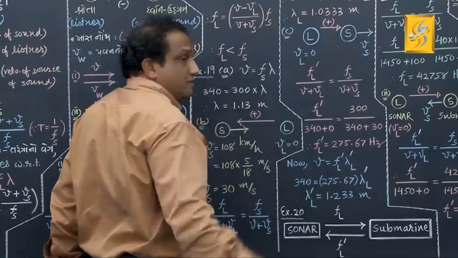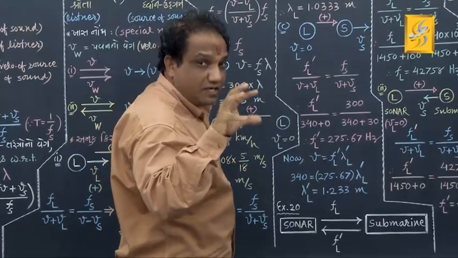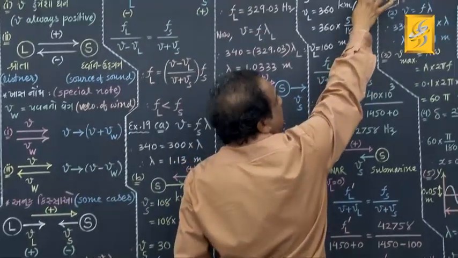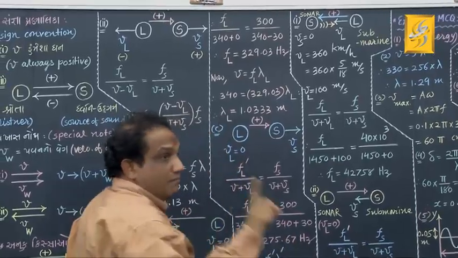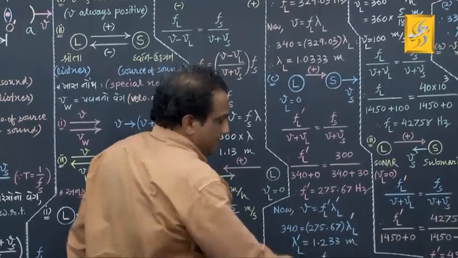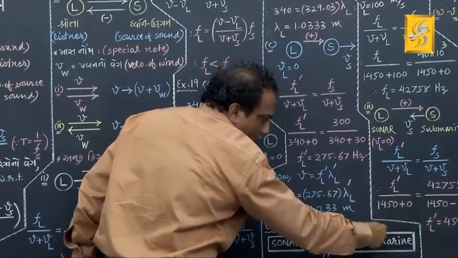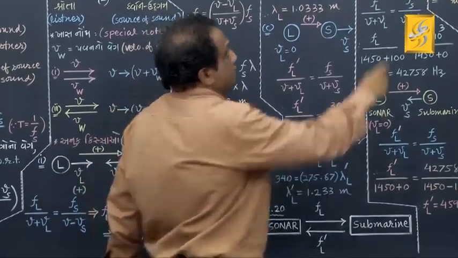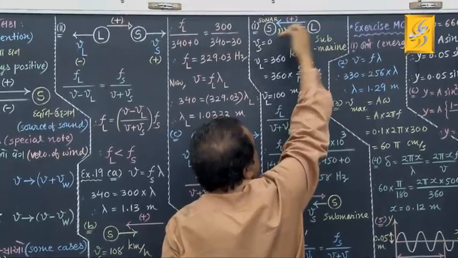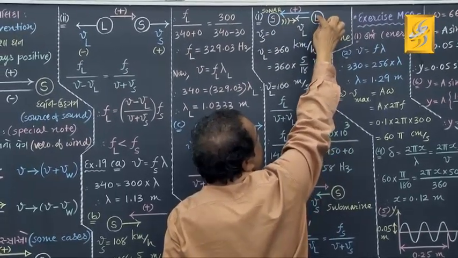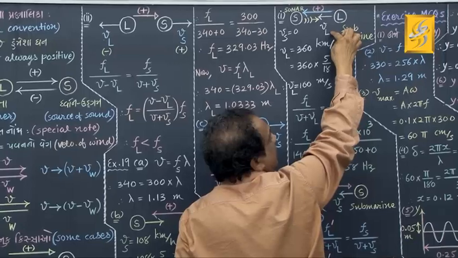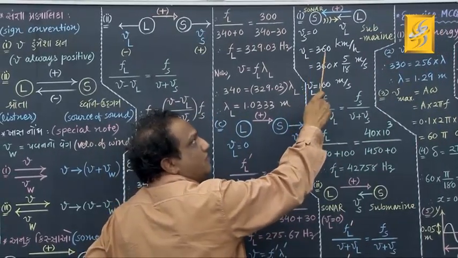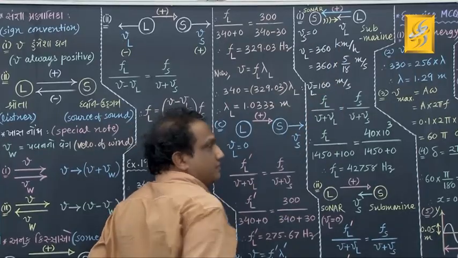Instead of the submarine, you may think of some listener in that submarine. That listener I am showing here. But they have said in the statement that this submarine is moving towards sonar. So the velocity of the listener I am showing by the symbol VL. Now the velocity of the submarine means the velocity of the listener, and right now they have given 360 km per hour.